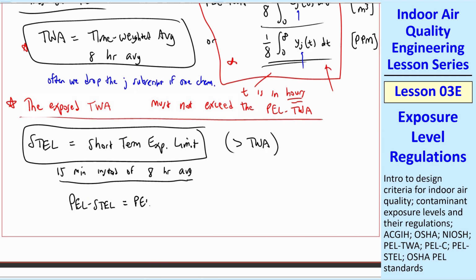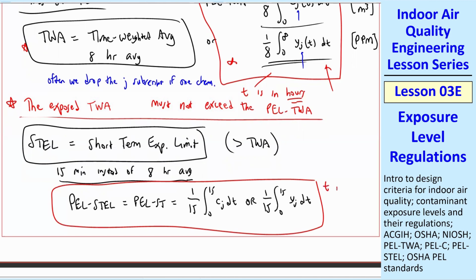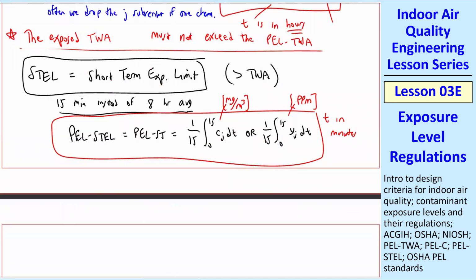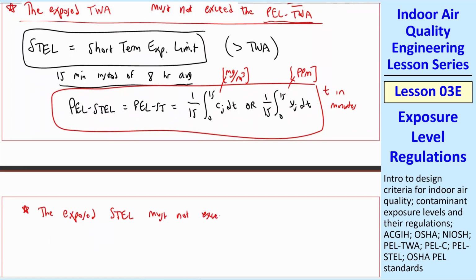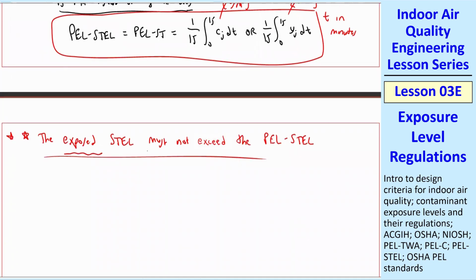PEL-STEL. Some people just call it PEL-ST, not STEL, and that's equal to 1 over 15, integral 0 to 15 of Cj dt, or 1 over 15 integral 0 to 15 yj of t dt, and t in minutes. And of course, this would be ppm, and this would be milligram per meter cubed. So make sure you look at your units. For the STEL, the exposed STEL must not exceed OSHA's PEL-STEL. So exposed just means what you're actually measuring with the dosimeter. PEL is what's published by OSHA.